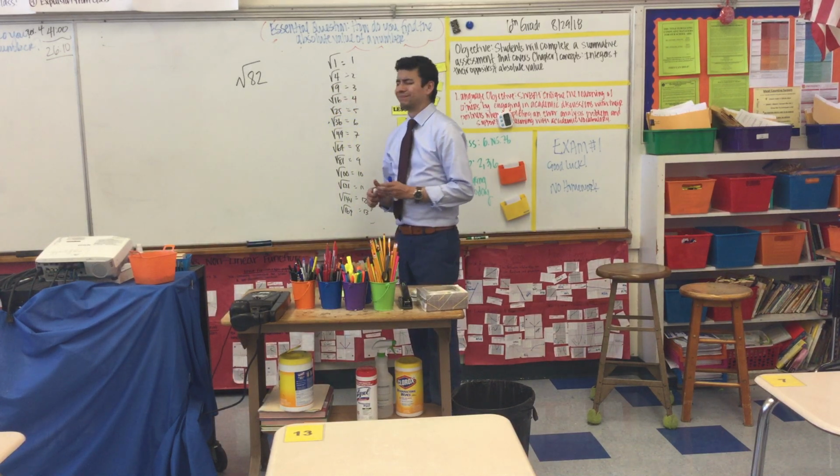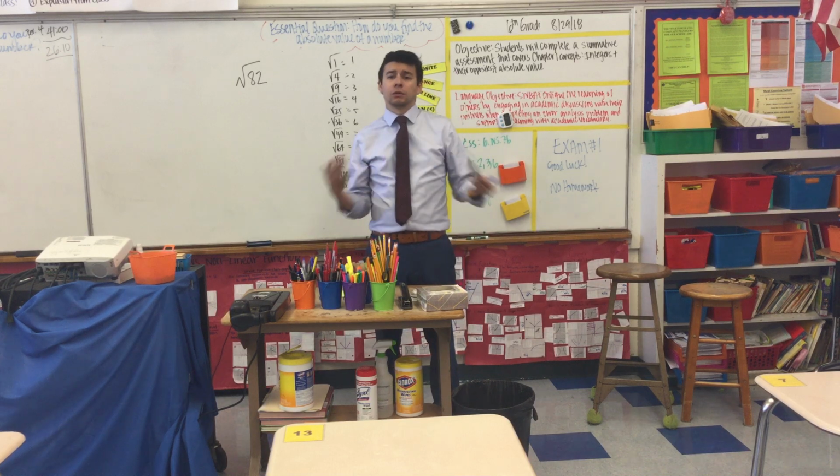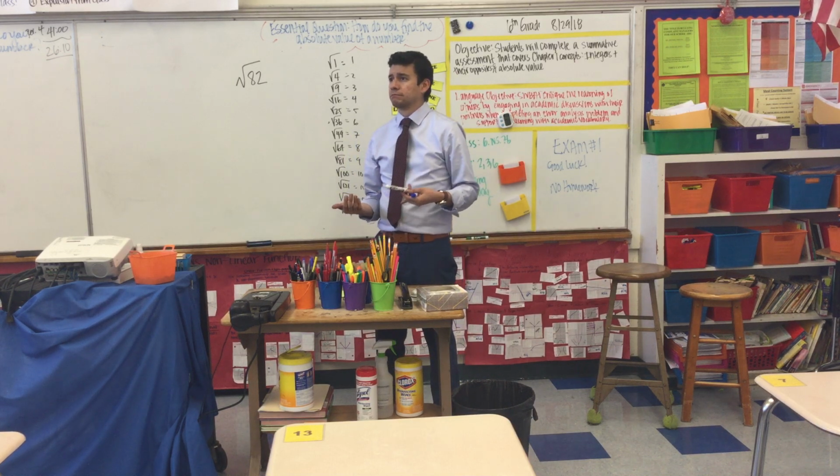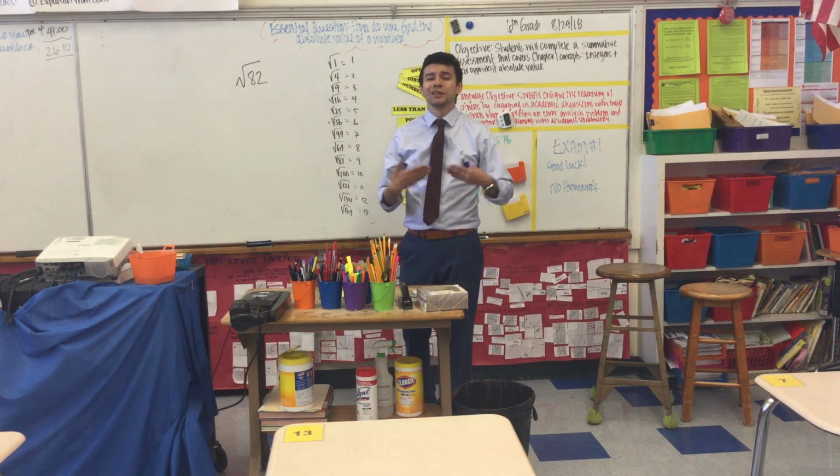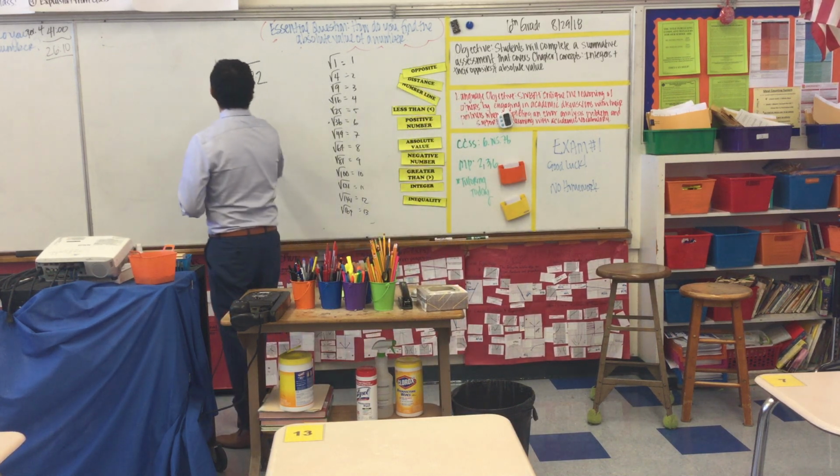Okay, here we go. First of all, ask yourself, do you know what the square root of 82 is? Not really, right? It's not on the list. So what you need to do is draw a number line. Okay, we're going to draw a number line.